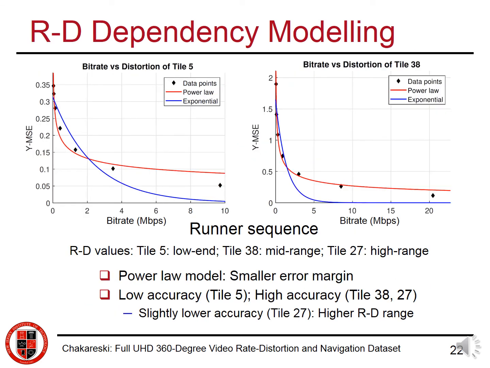Similarly, we next examine the accuracy of the Rate-Distortion dependency modeling, where again we present three graphs showing the empirical and model predicted values for the same three tiles of the runner sequence. In this case, we can observe that the power law model has a smaller error margin, although the power law model exhibits low accuracy in the case of tile 5 and high accuracy for tiles 38 and 27. This is expected in the case of tile 5 because the distortion and bitrate values are very small and it's very hard to fit them with a model. We also note that we observe slightly lower accuracy for tile 27 because of the much higher rate distortion range that the model needs to cover in this case.